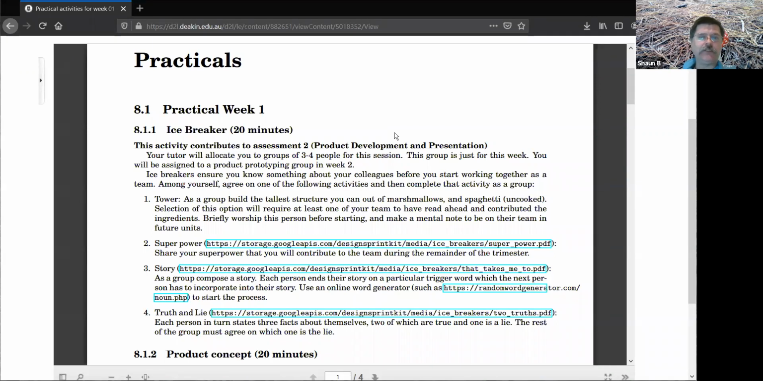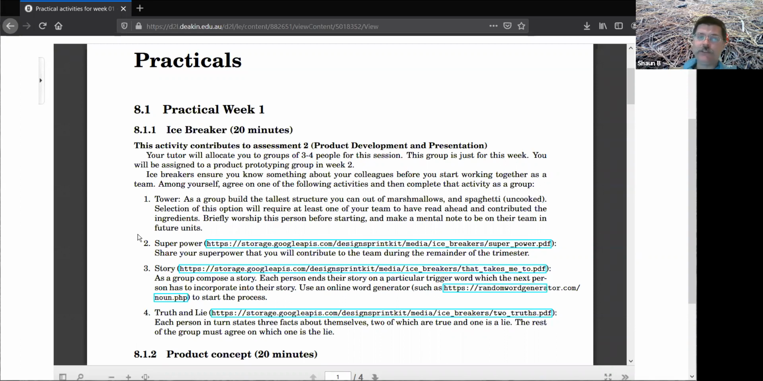So there are a number of icebreaker activities over here. We would like you to choose one of them, and as a group take part in the activity itself. There are a range of icebreaker activities, and you can Google for further ones as well if you like. Some of the common ones are to build a tower out of marshmallows and spaghetti, possibly quite tricky to do in an online environment. There is the superpower one, where you share what superpower you would like to have with the team in order to give them a bit of insight into your thinking patterns.